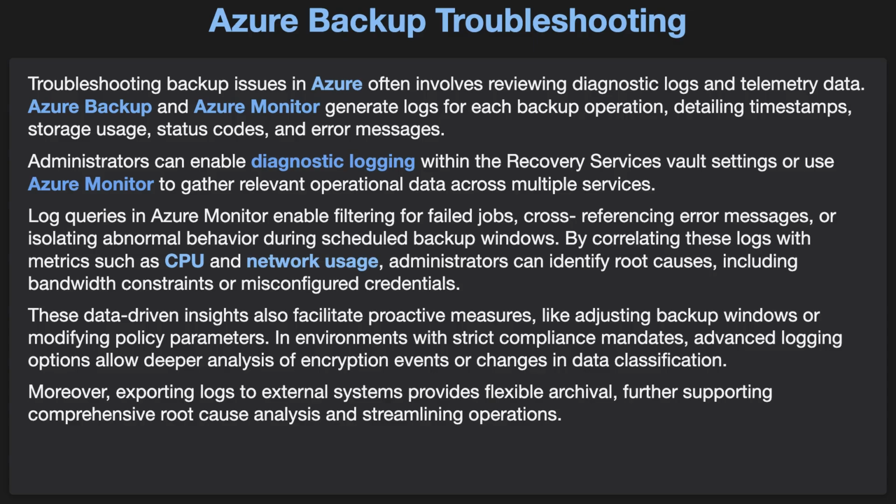Log queries in Azure Monitor enable filtering for failed jobs, cross-referencing error messages, or isolating abnormal behavior during scheduled backup windows. By correlating these logs with metrics, such as CPU and network usage, administrators can identify root causes, including bandwidth constraints or misconfigured credentials. These data-driven insights also facilitate proactive measures, like adjusting backup windows or modifying policy parameters. In environments with strict compliance mandates, advanced logging options allow deeper analysis of encryption events or changes in data classification. Moreover, exporting logs to external systems provides flexible archival, further supporting comprehensive root cause analysis and streamlining operations.